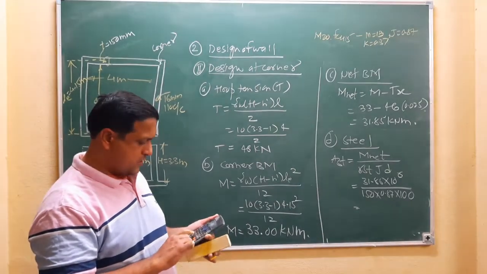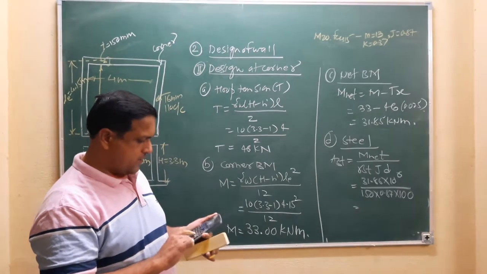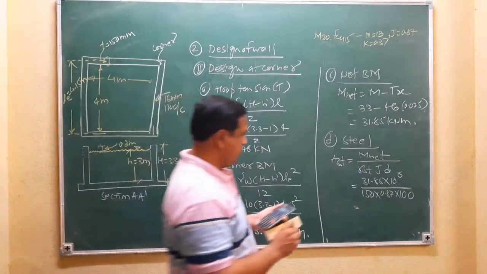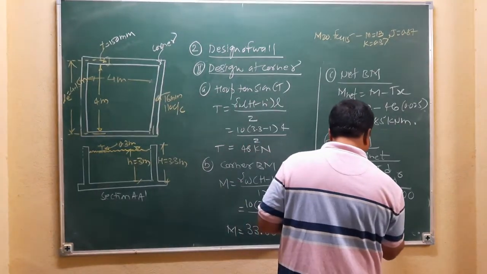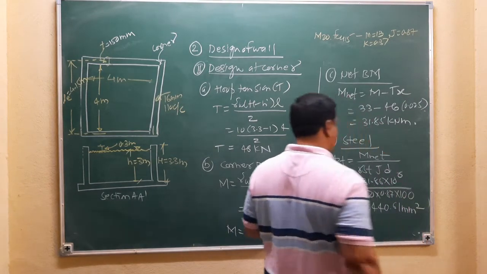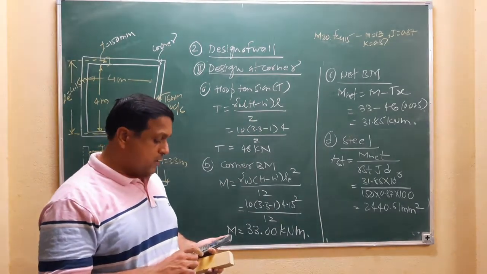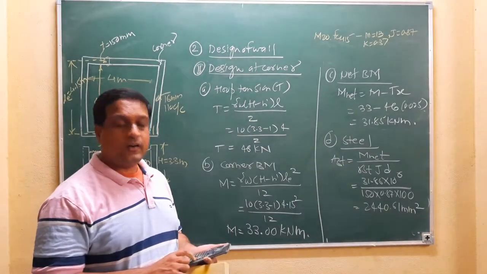31.85 into 10 raised to 6 divided by 150 into 0.87 into 100. So this is 2440.61 mm square. This is the steel you have to provide at corner.